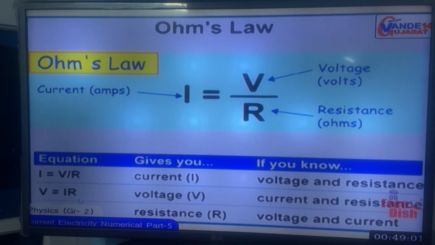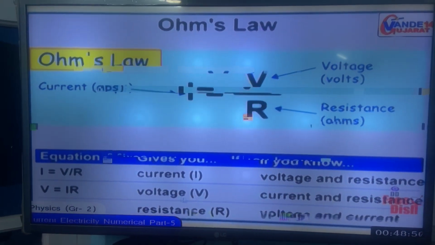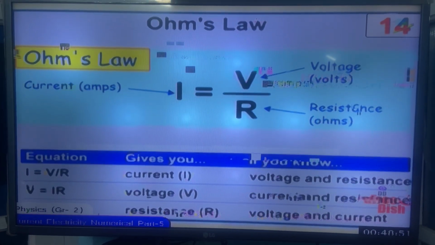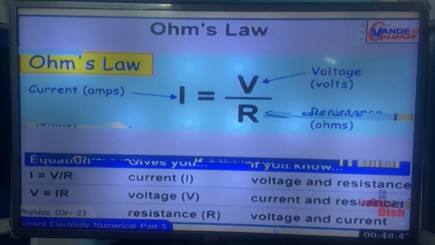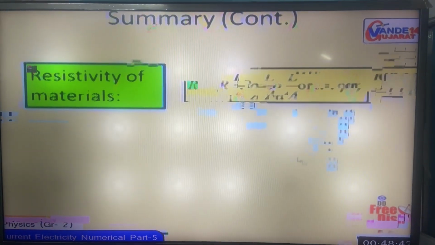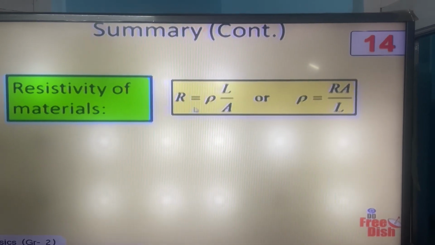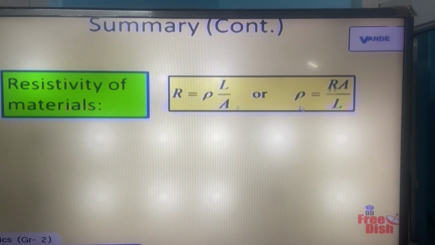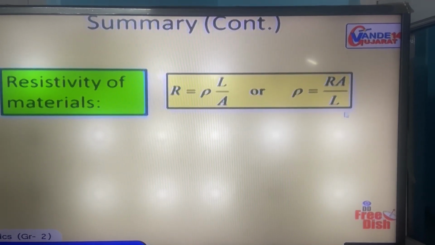That is V is equal to IR, that gives you voltage if you know current and resistance. R is equal to V upon I, that gives you resistance if you know voltage and current. Some more formulas. Resistivity of materials: for that you can write R is equal to rho L upon A, or rho, that is resistivity, equals R into A upon L.